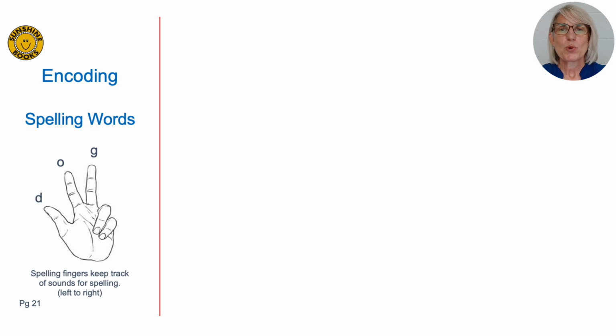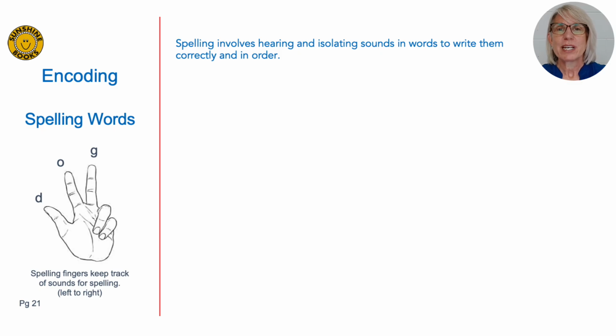Spelling supports orthographic mapping by strengthening the connections between sounds, letters and meaning, allowing words to become stored for fluent reading and accurate writing. Spelling involves hearing and isolating sounds and words to write them correctly and in order. In the next video, you will see a spelling section from a decodable text lesson.